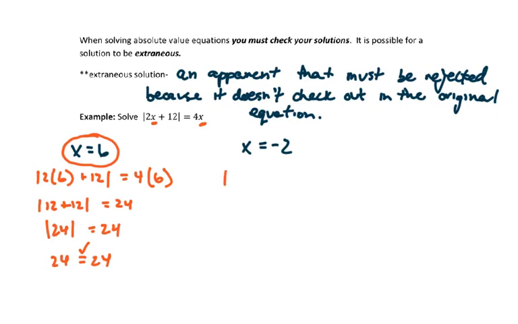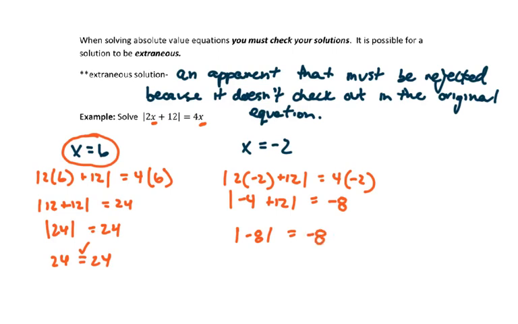We've got 2 times negative 2 plus 12, all in an absolute value, equals 4 times negative 2. 2 times negative 2 is negative 4 plus 12 equals 4 times negative 2, which is negative 8. Absolute value of negative 4 plus 12 is the absolute value of negative 8. And we think, oh yeah, we might have another answer that works. But the absolute value of negative 8 is positive 8. This does not work. This is not a solution.